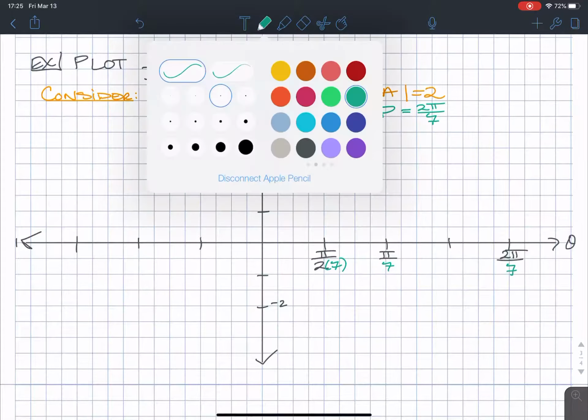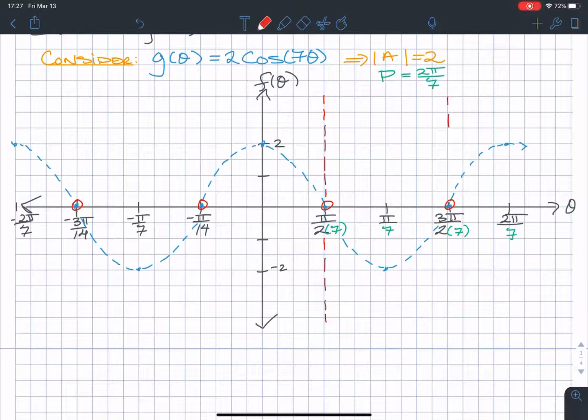Okay, and remember, thou shalt not divide by 0, so wherever cosine goes through 0, the reciprocal function secant will have a vertical asymptote. That is, these are the values of theta which are excluded from the domain of secant.